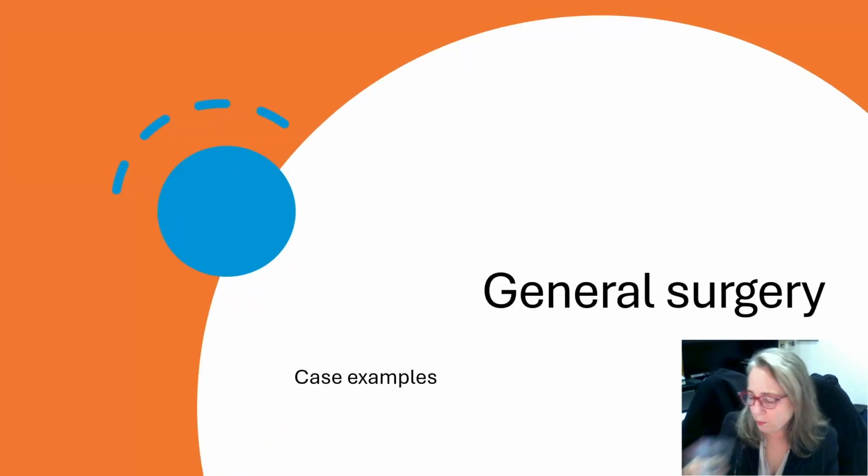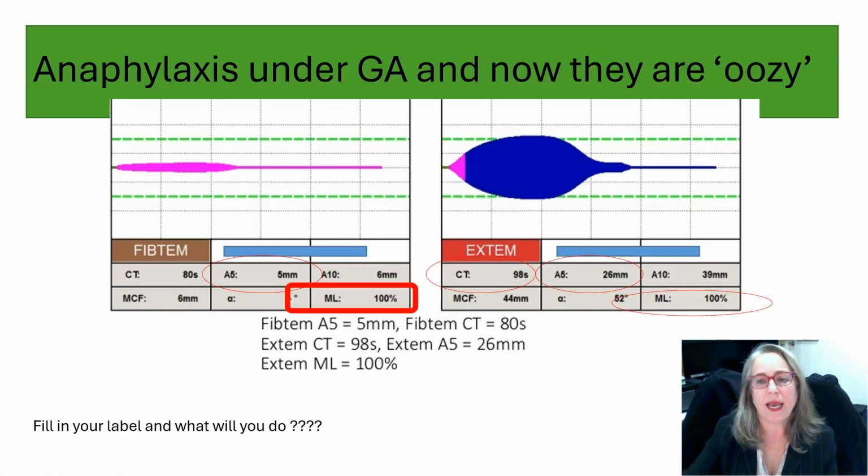So next I've got a couple of case examples for general surgery. And so the first one is an anaphylaxis. This is an anaphylaxis under GA, and now the patient is very oozy. So here we can see a very unusual looking fib-tem and X-tem. You'll notice things about that trace now because you're starting to recognize patterns. I'd like you to notice this number that says the lysis is 100%.